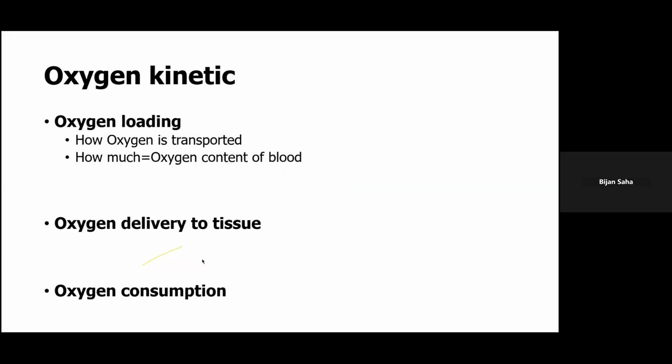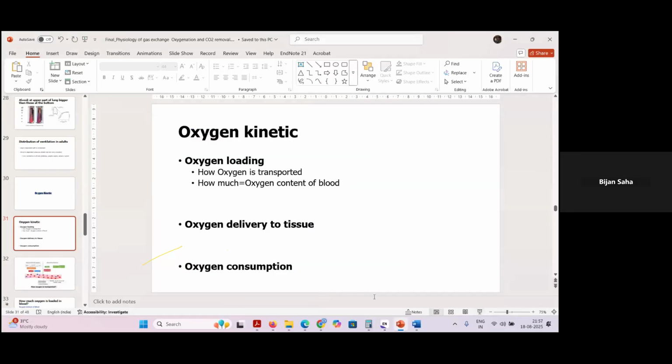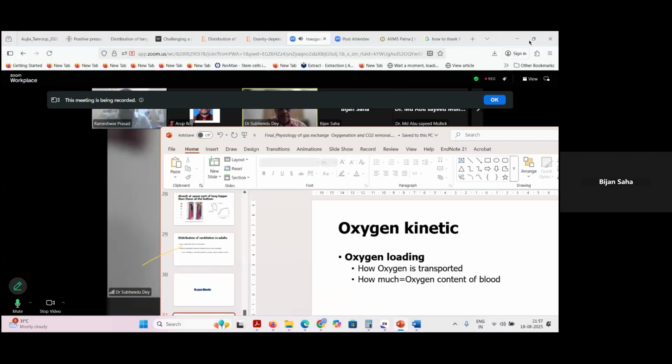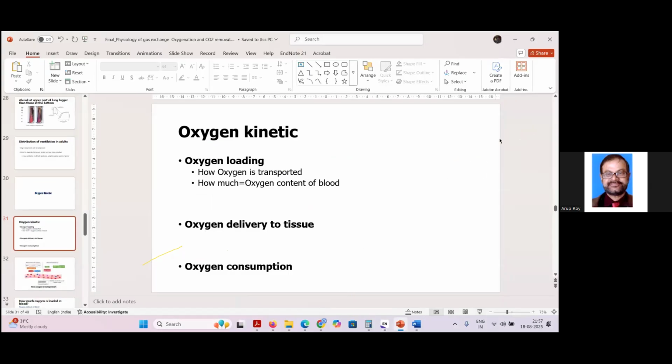I'm sure you are mute. Unmute karo. Please unmute yourself. Dr. Prasad, please unmute. Ramesh sir, please unmute yourself. I think he has some problem with connection.